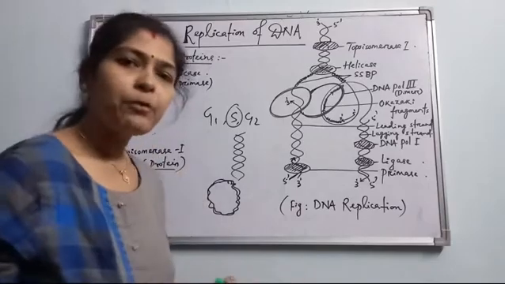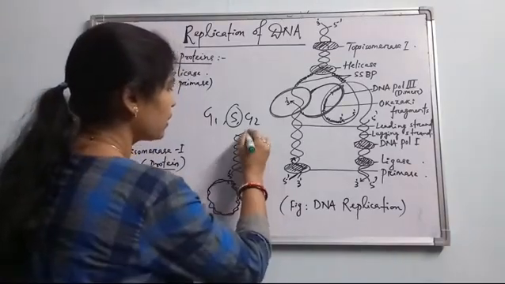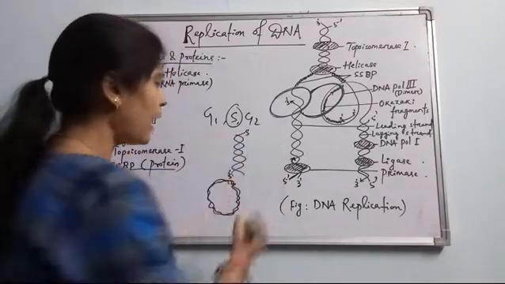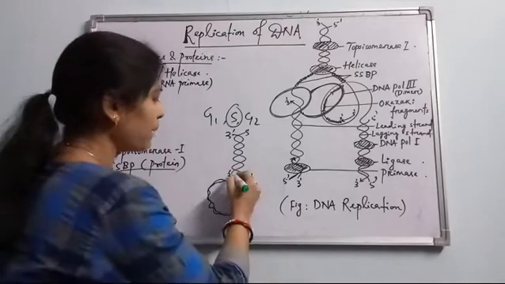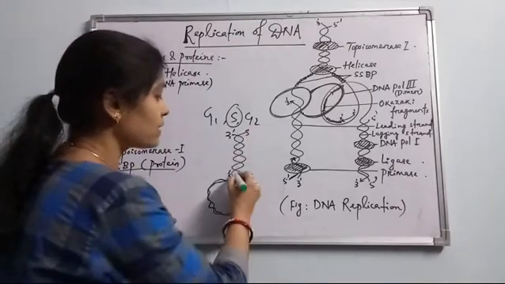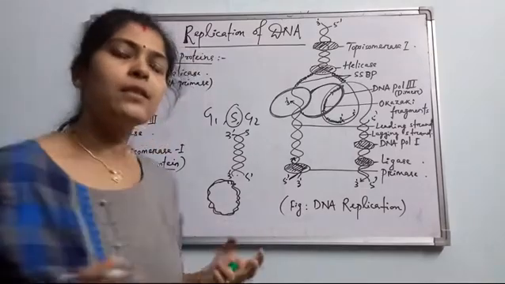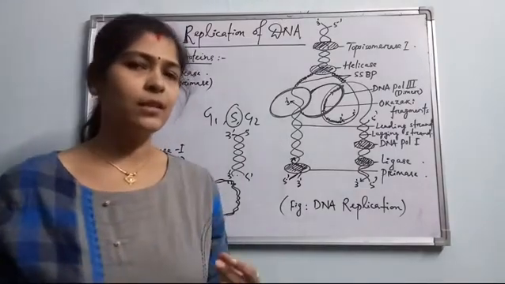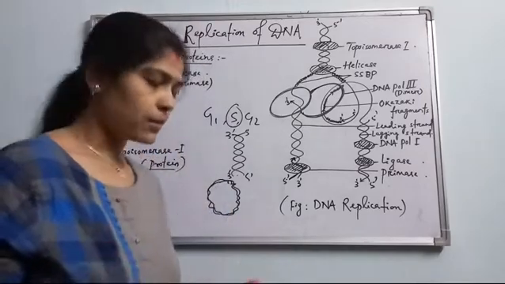Suppose this is the 3' to 5' running strand of DNA and this is the 5' to 3' running strand of DNA. Then the 3' to 5' running strand of DNA will synthesize the daughter strand continuously, because the synthesis of nucleic acid is always in one direction, that is 5' to 3'. Why that is, I'll also disclose to you.